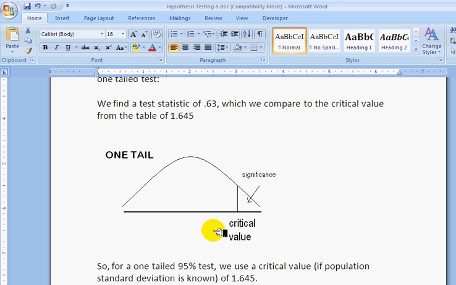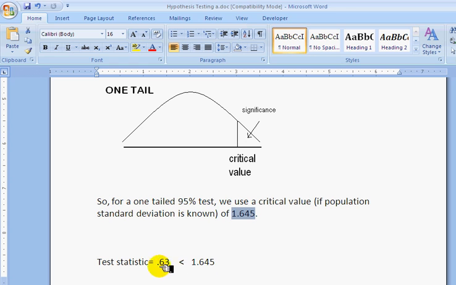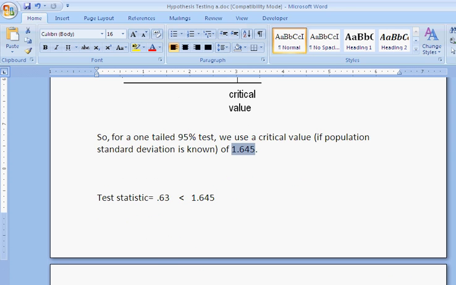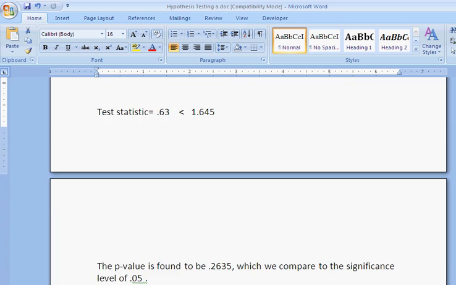Let me explain why. If this is a one-tailed test, then 95% is in this area over here. The significance level is now all over on this side. So I've got 5% over here, and if I've got 5% up here, I'm going to have a different critical value. As a matter of fact, my critical value will be 1.645. So I need to compare my test statistic here of 0.63 to 1.645. Well, it's still significantly smaller, so I'm still going to accept the null hypothesis.